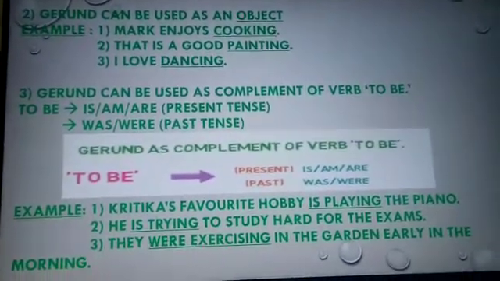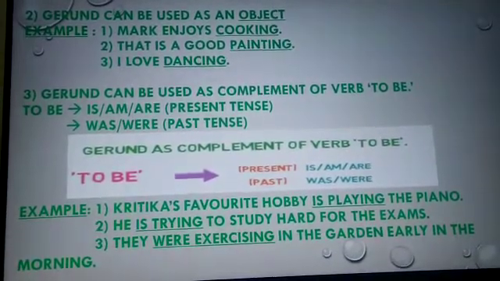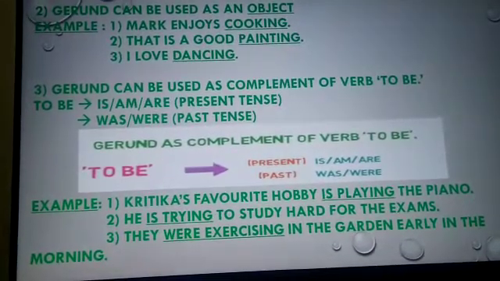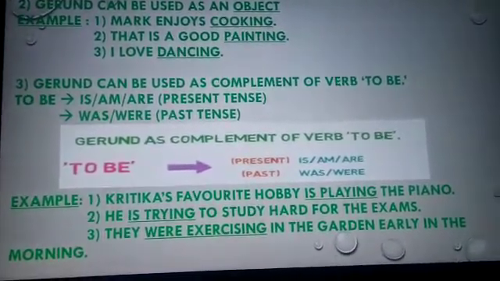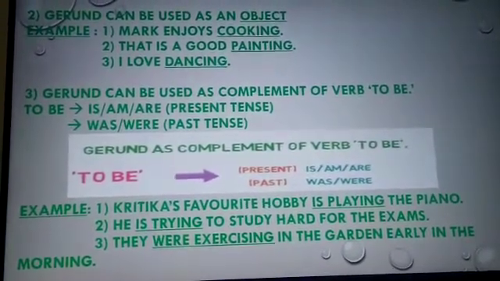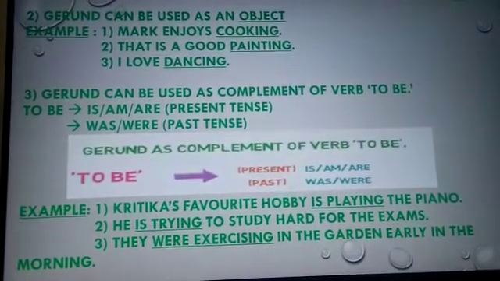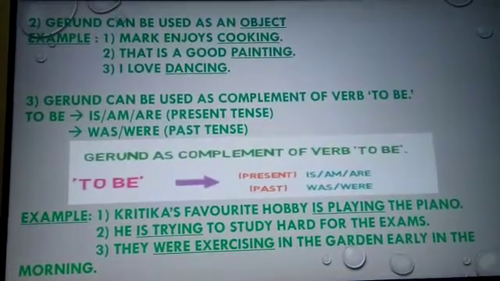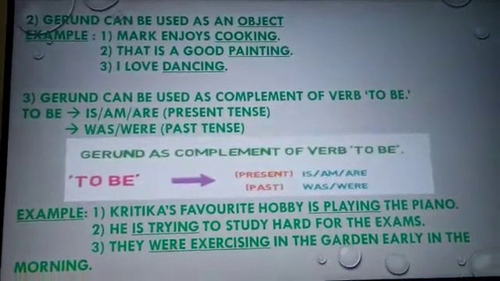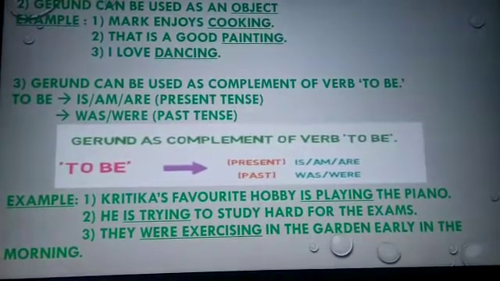Now third one, we will see how gerund can be used as a complement of verb to be. Here to be can be used in two forms, that is present tense and past tense. Whenever in present tense we have is, am, are plus verb, then it is in the to be form. Whenever we have was, were plus verb, then it is in the to be form, that is the past tense. So let us see how gerund can be used as a complement of verb to be.